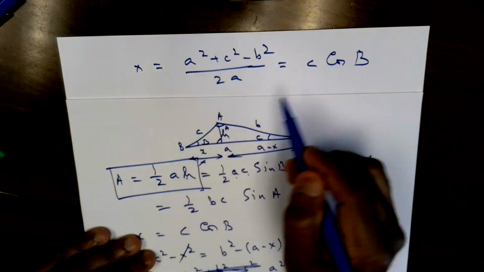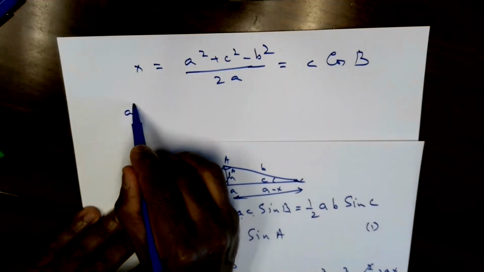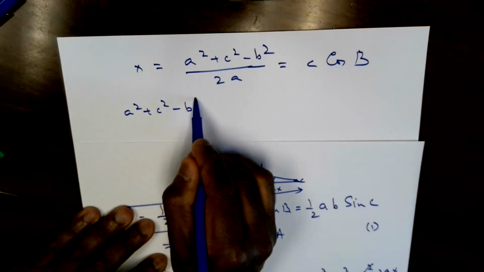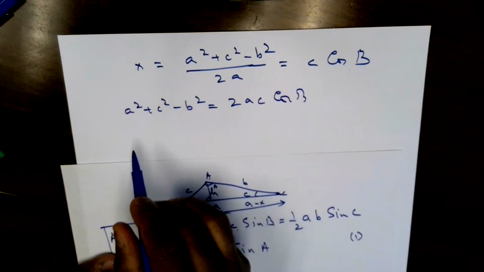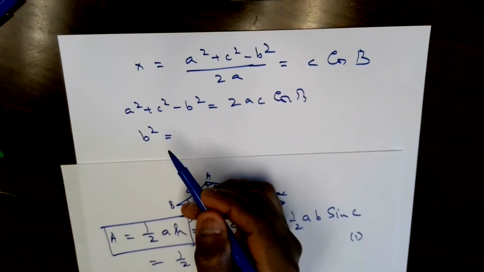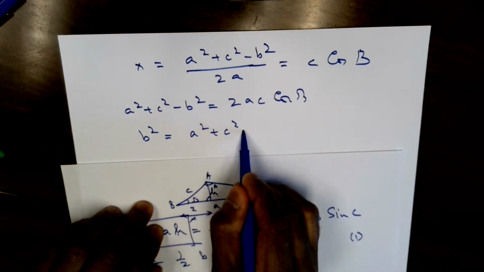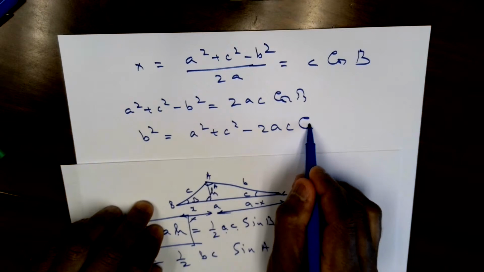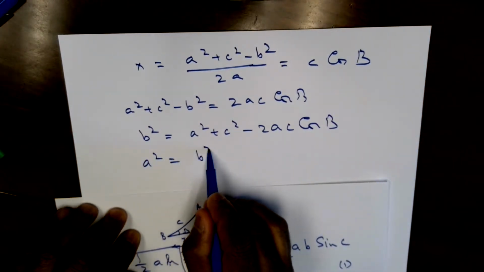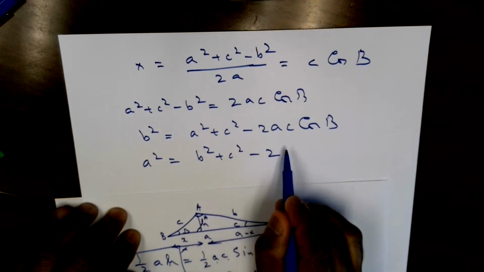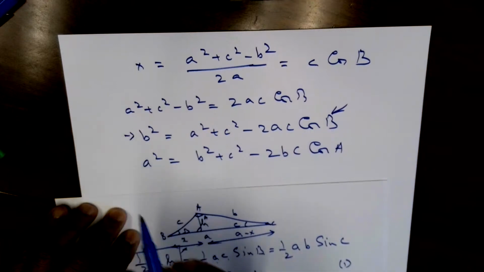So if you cross multiply, you get the usual trigonometric identity. So you get a squared plus c squared minus b squared is 2ac cos B. Or we usually write b squared as a squared plus c squared minus 2ac cos B. So this gives us a similar relation: a squared is b squared plus c squared minus 2bc cos A. In other words, this angle refers to this side, etc.